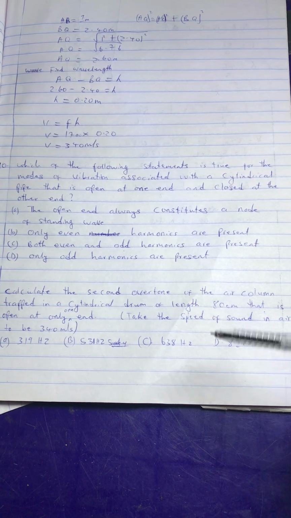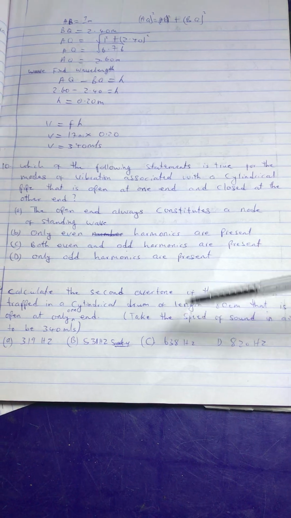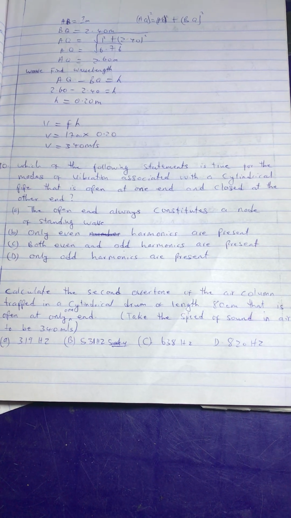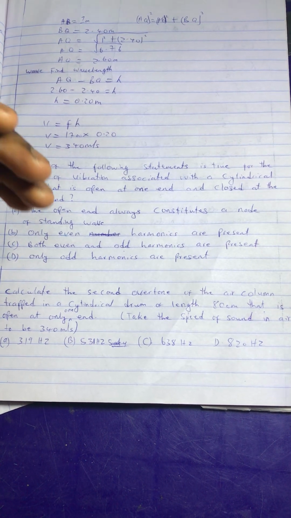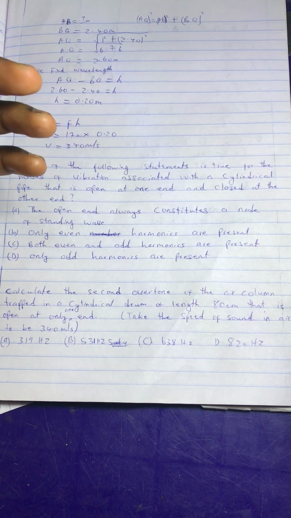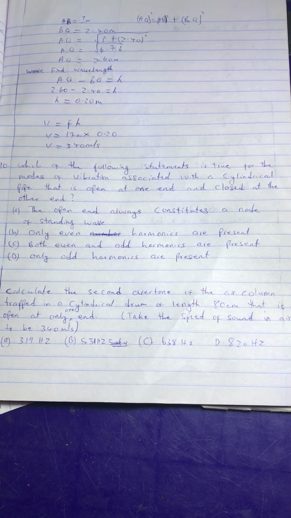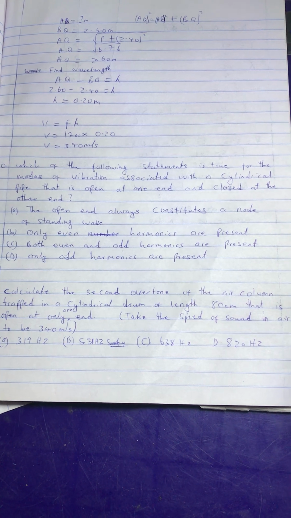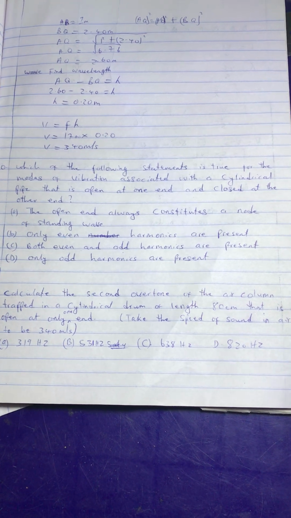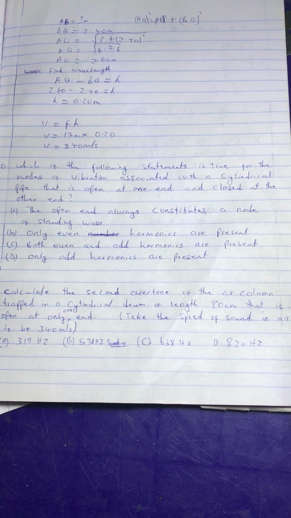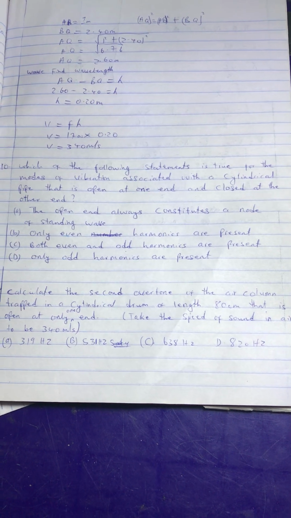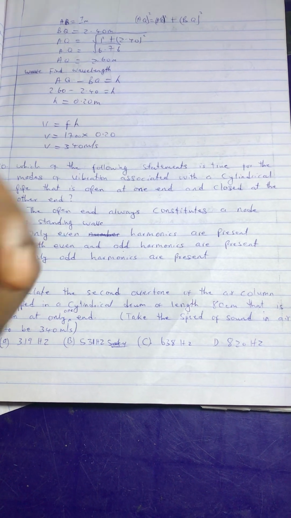Now, this question is asking us to calculate the second overtone in a closed pipe. In my previous videos, I already explained what a closed pipe is. A closed pipe is a pipe that is closed at one end and open at the other end. And I also mentioned that in a closed pipe, it's only odd harmonics that can occur.